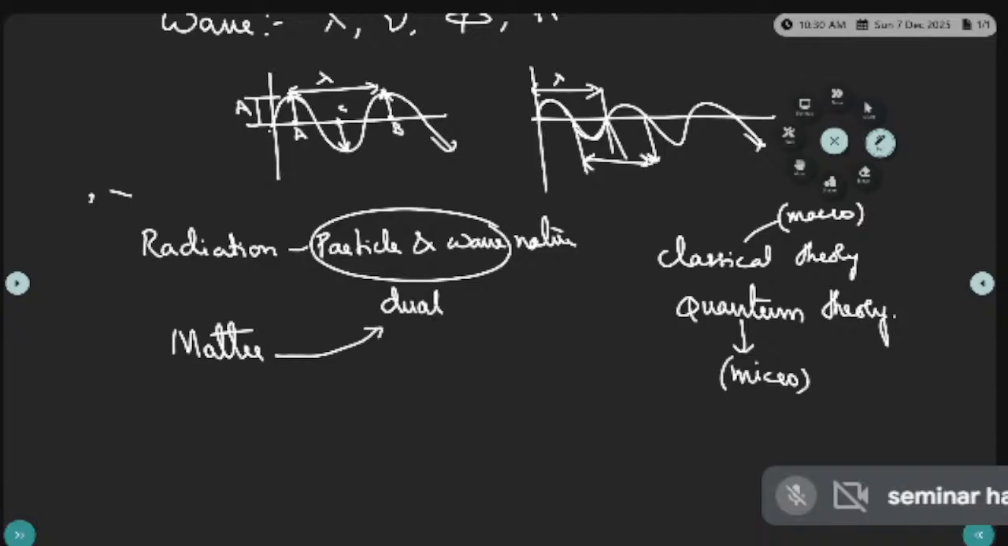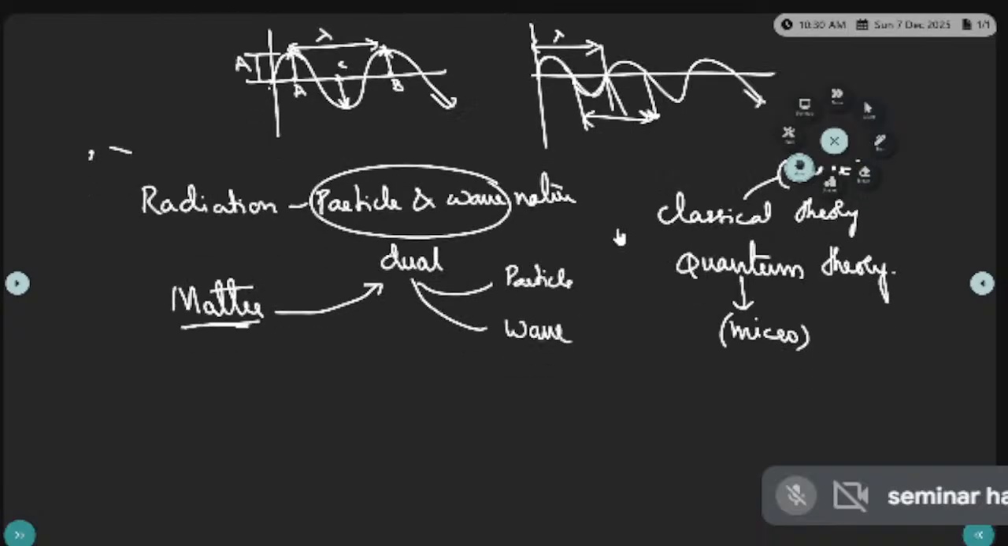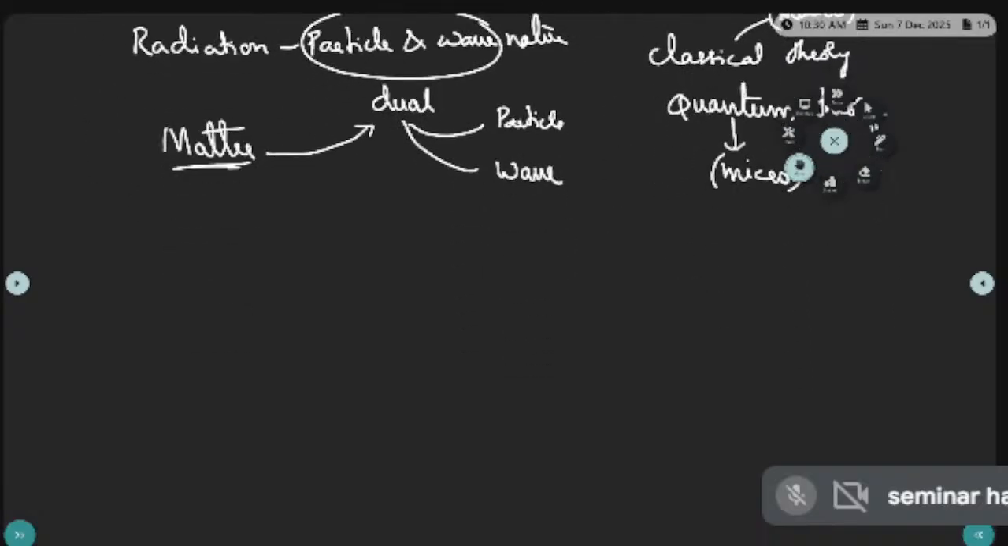Now coming to this, radiation has got dual nature: particle nature and wave nature. Just like radiation, matter also has dual nature. What and what? Particle nature and wave nature. So now you can say what is particle nature and what is wave nature.